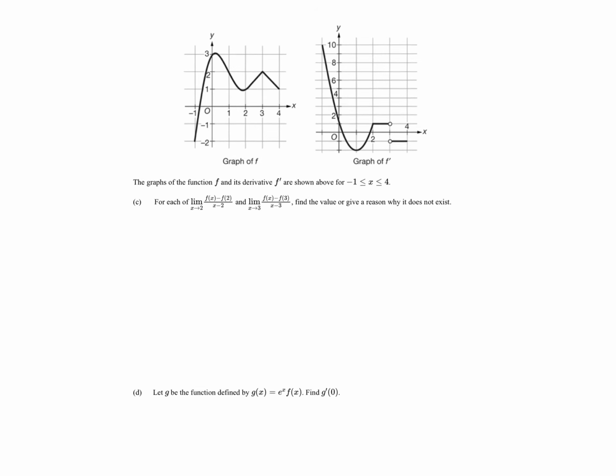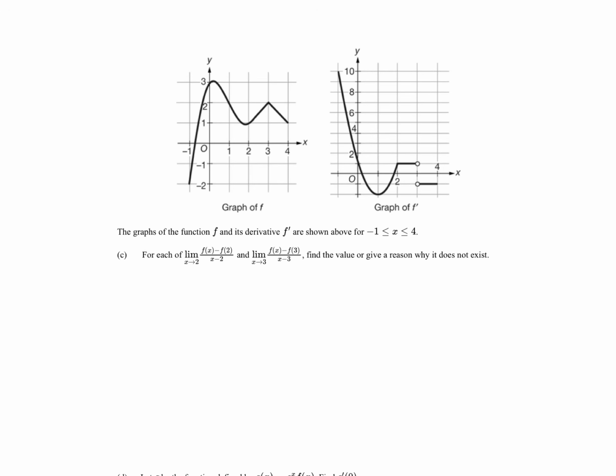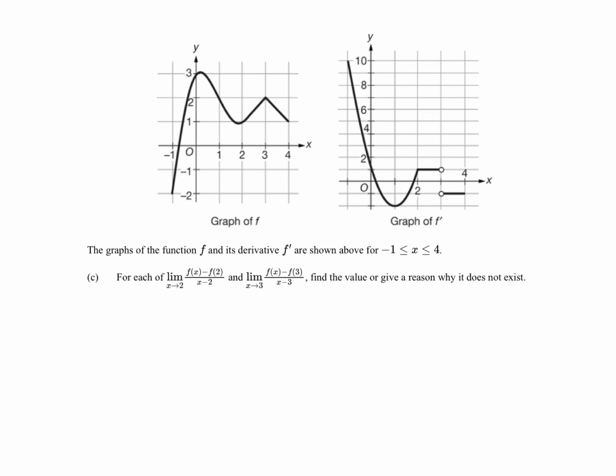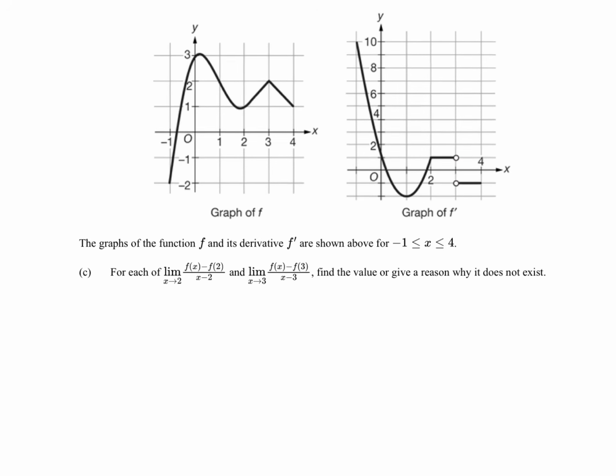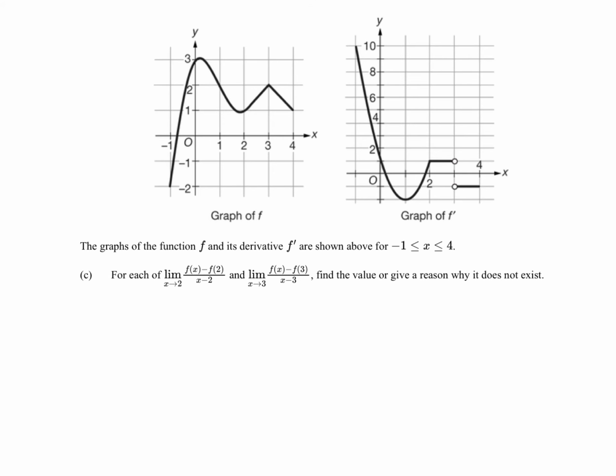Okay, so same question, just parts C and D we'll do now. Part C says for each of limit as x approaches 2 of f of x minus f of 2 over x minus 2, and then the same thing for x equals 3, limit as x approaches 3 of f of x minus f of 3 over x minus 3. For each of those limits, find the value, or give a reason why it does not exist.